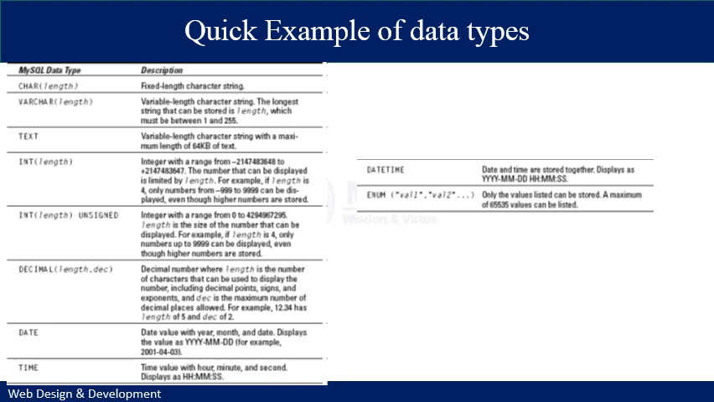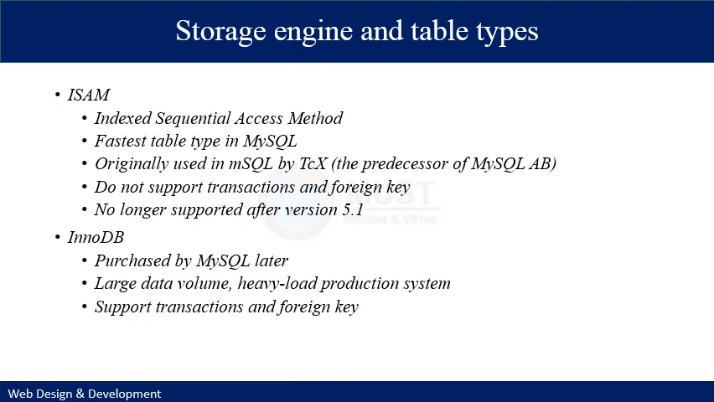Again, if you look at the data types, as you have seen in the last lecture, there are character length data types, variable character length data types, a text data type, integer unsigned data types, decimal data types, date and time data types, and enumeration data types.